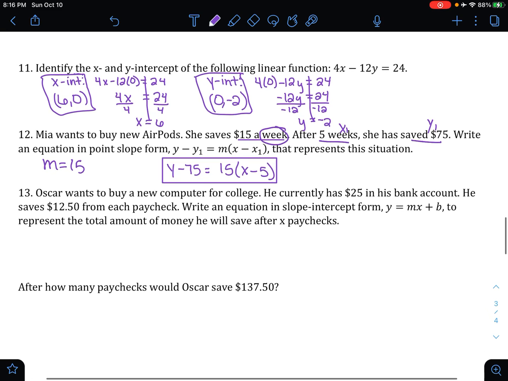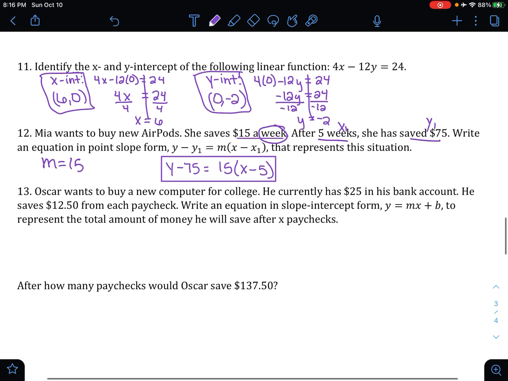Looking at number 13, Oscar wants to buy a new computer for college. He currently has $25 in his bank account. He saves $12.50 from each paycheck. Write an equation in slope-intercept form, y equals mx plus b, to represent the total amount of money he will save after x paychecks.